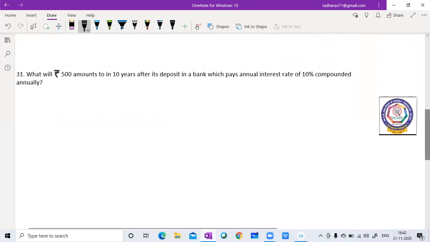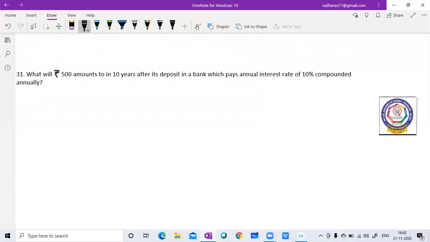Let us see the 31st question. What will rupees 500 amount to in 10 years after its deposit in a bank which pays an annual interest rate of 10% compounded annually?